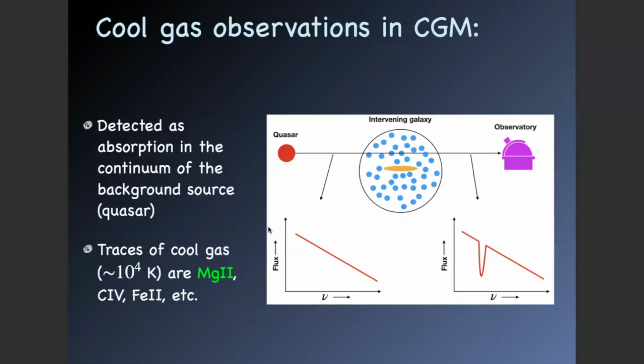So how do we detect this gas in the CGM? The routine way to detect this gas is using absorption line spectroscopy. For that, we need a background source, which is typically a quasar. The light distribution from this quasar looks like this as a function of frequency. When the photons from this quasar pass through the CGM of an intervening galaxy, the ions which trace the cool gas, like magnesium 2, carbon 4, iron 2, will absorb the photon of a specific frequency or wavelength. And when we look at the spectra from this quasar reprocessed by this CGM, it looks like this. So there is an absorption in the continuum of this source.